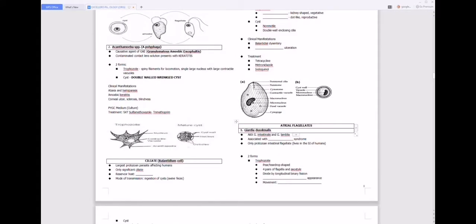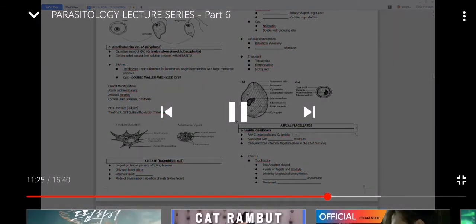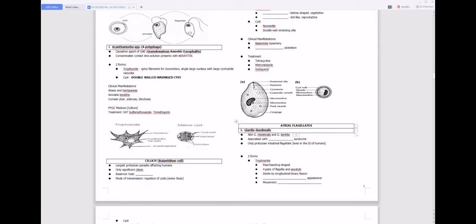So now, we are done with the amoeba. So let's go to the ciliates. Okay? So Balantidium coli. So Balantidium coli is the largest protozoan parasite affecting humans. So di ba siya yung pinakamalaking intestinal protozoan parasite? It is the only significant ciliate. It is the only pathogenic ciliate.